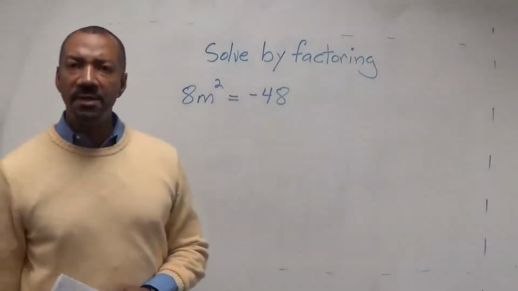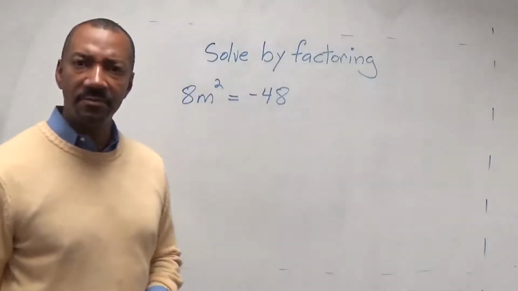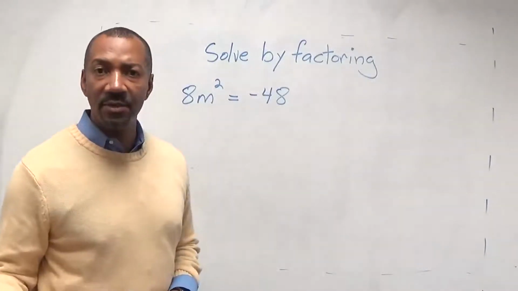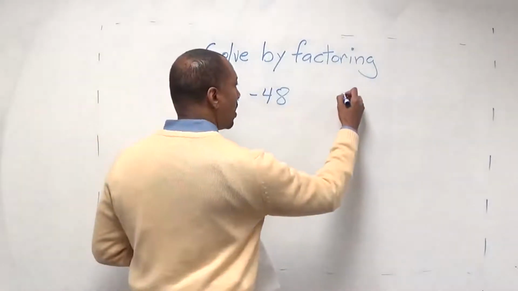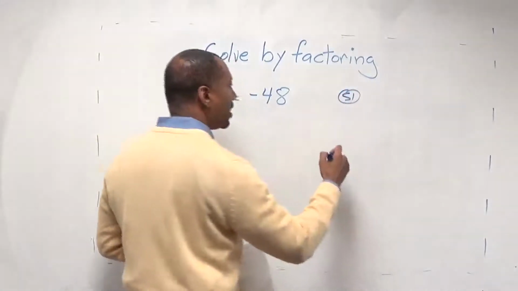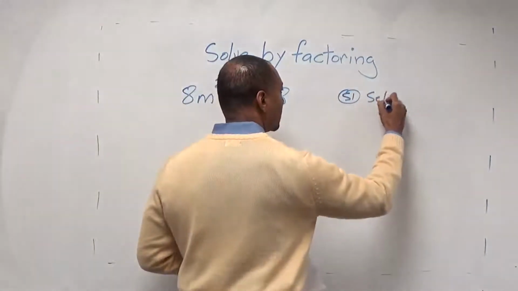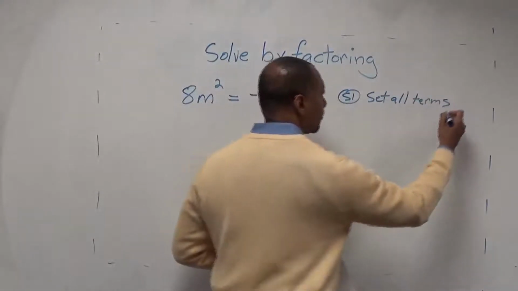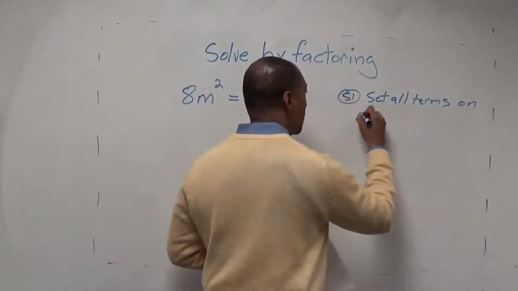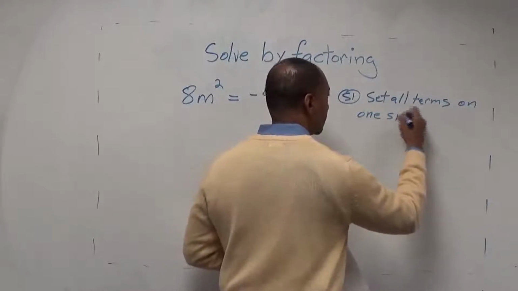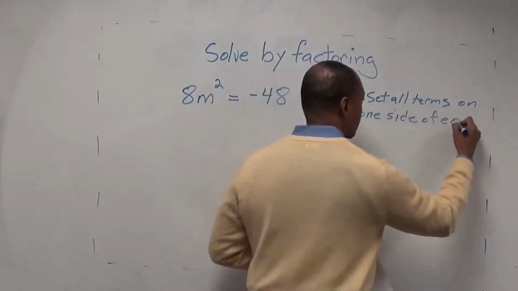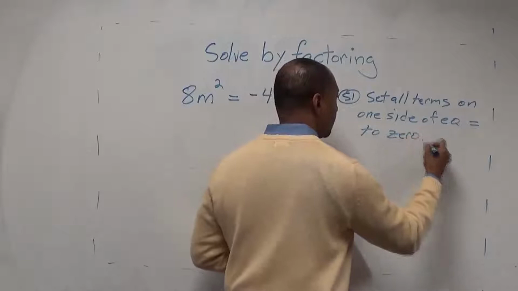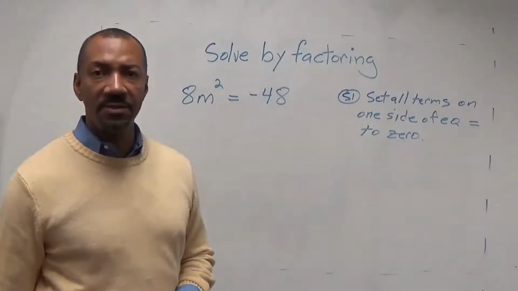I think what I'll do is make sure that you have the steps down in your notes, or the steps that we need to take in order to solve by factoring. Step one is to set all terms on one side of the equation equal to 0. Okay, that's the first step that we're always going to take.